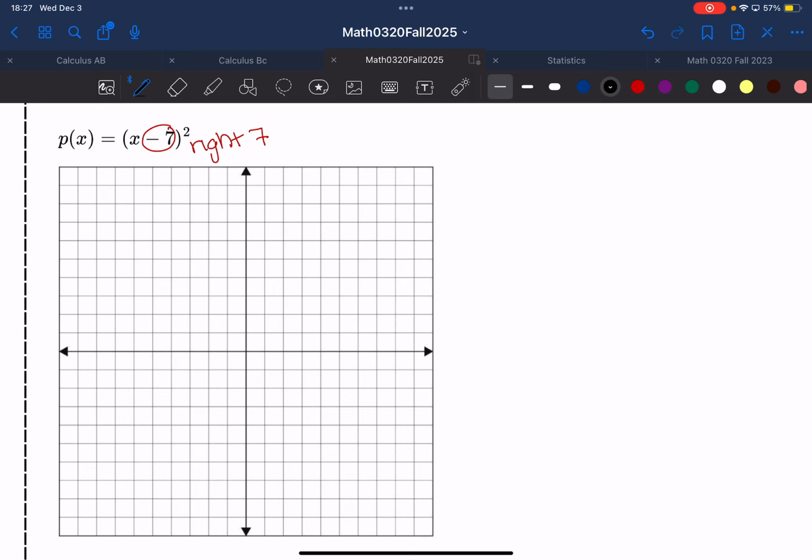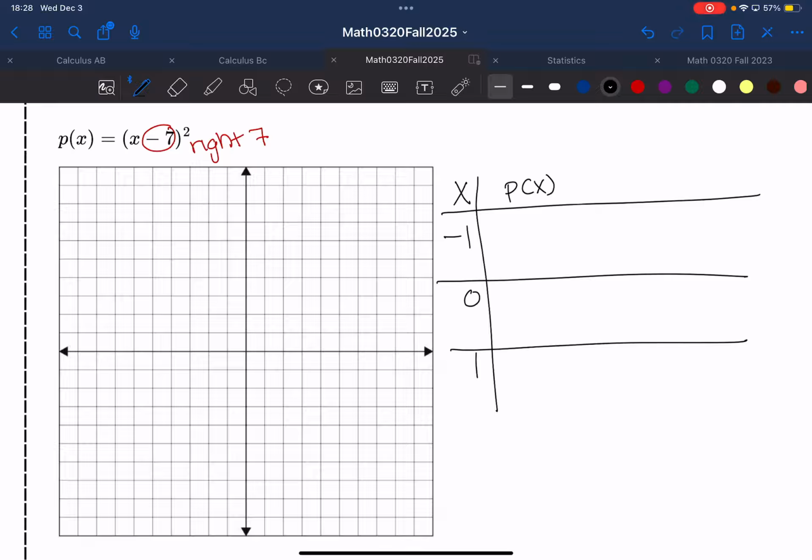Okay, I'm going to go ahead and go through this first example with P of x. So we said that it's going to move right 7 because it's -7. So I'm going to set up my table. And again, how you set up the table could be different. You could use different numbers. So I'm just going to use -1, 0, 1.